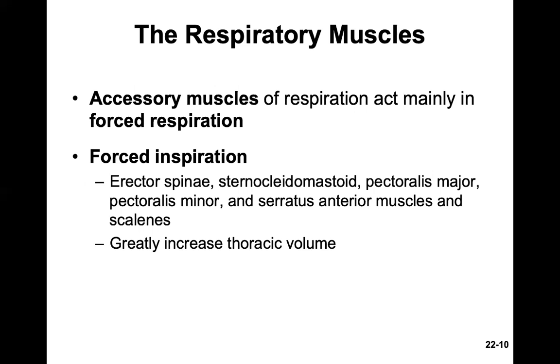Accessory muscles of the respiratory tract mainly act in your forced respiration. So in forced respiration, you have forced inspiration, you have the erector spinae, the sternocleidomastoid, pectoralis major, pectoralis minor, and the serratus anterior muscles, as well as the scalenes muscles that help you in forced inspiration, that deep inspiration that you do on purpose that's more than your tidal volume.